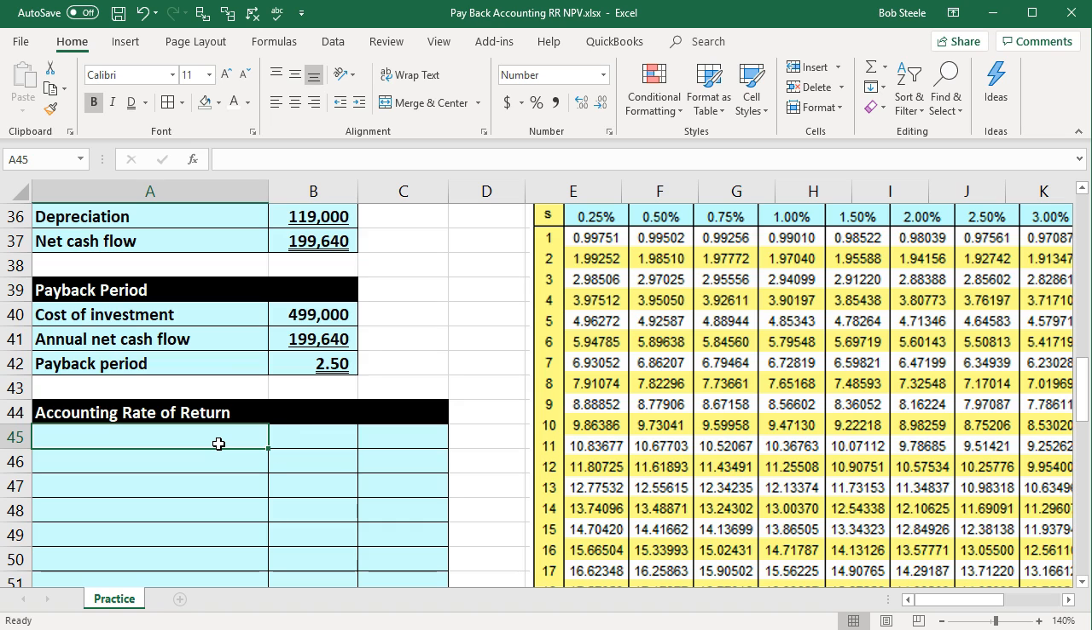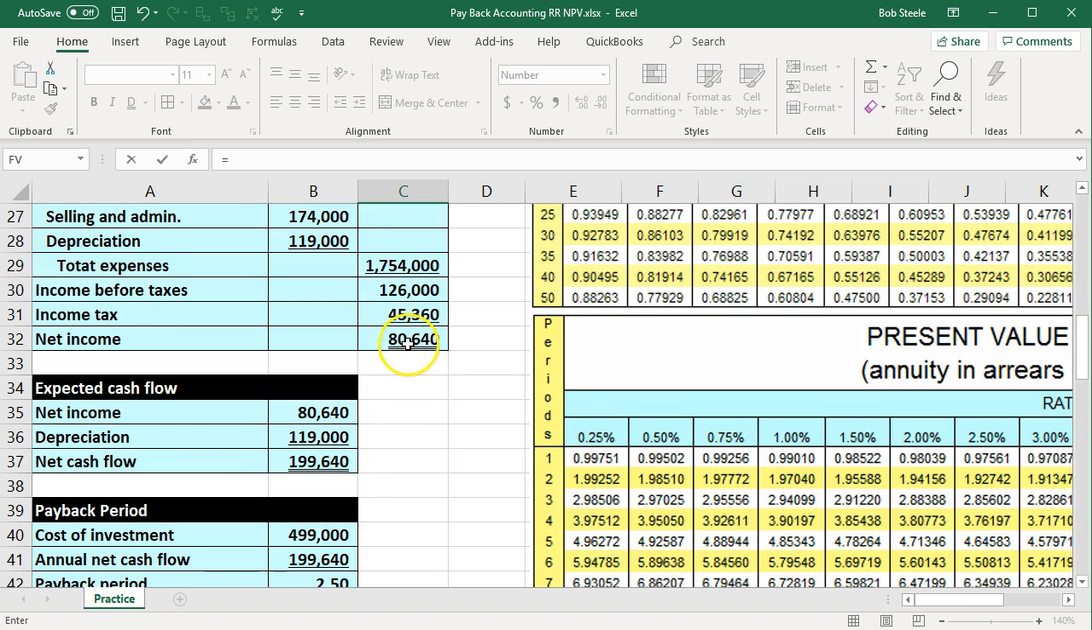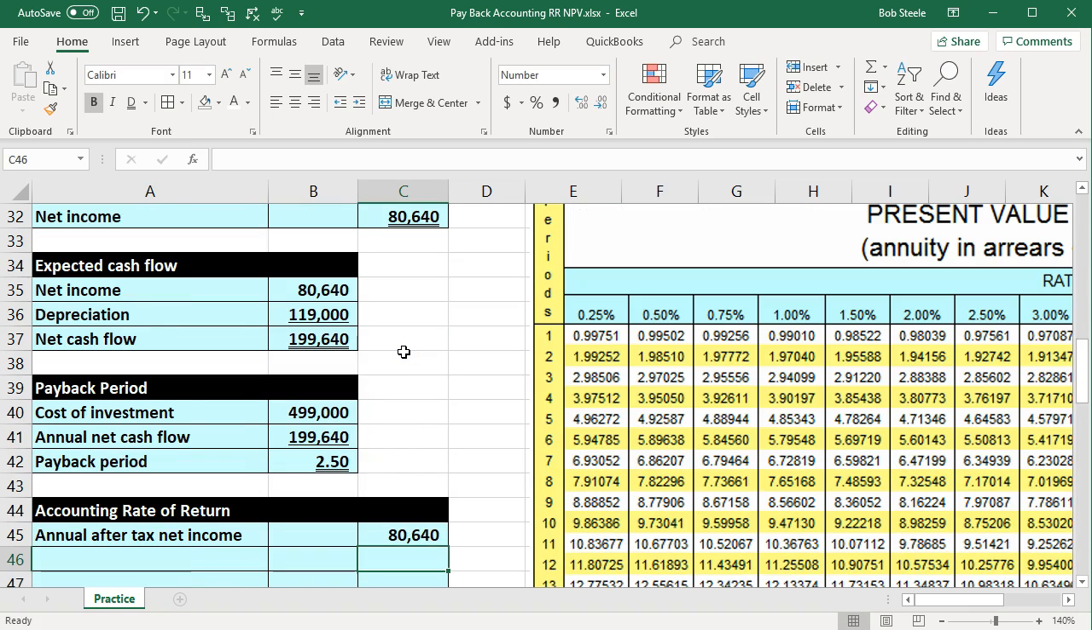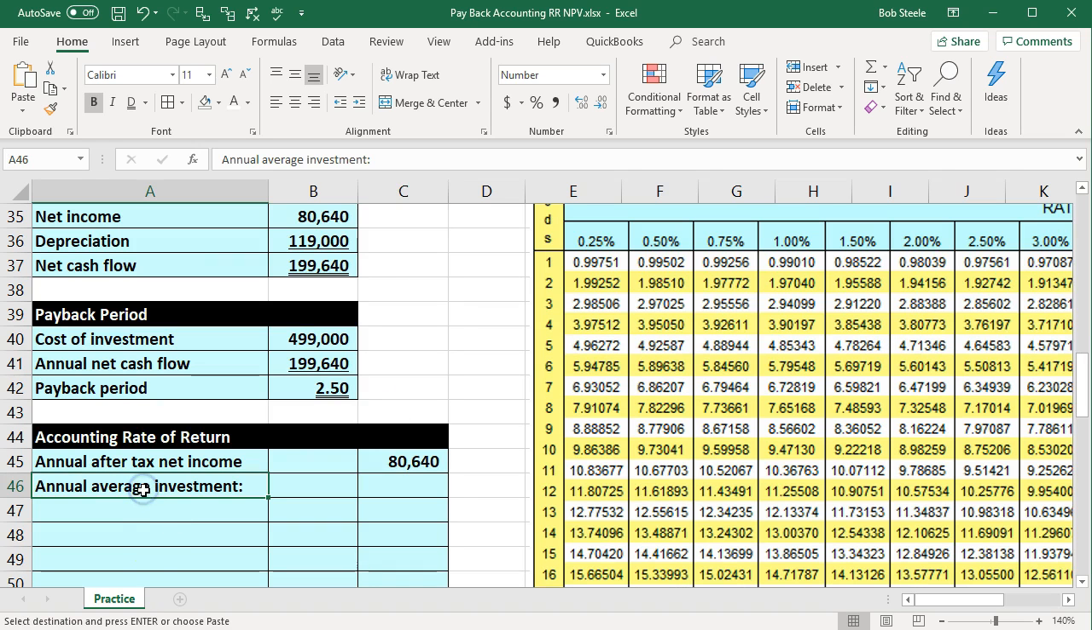Now we'll do another quicker type of calculation that doesn't take into account the time value of money, that being the accounting rate of return. We're going to start off with the annual after-tax net income, which is going to be equal to the 80,640, and then we're going to take the annual average investment, and we'll do a calculation in the inner column of the annual average investment.